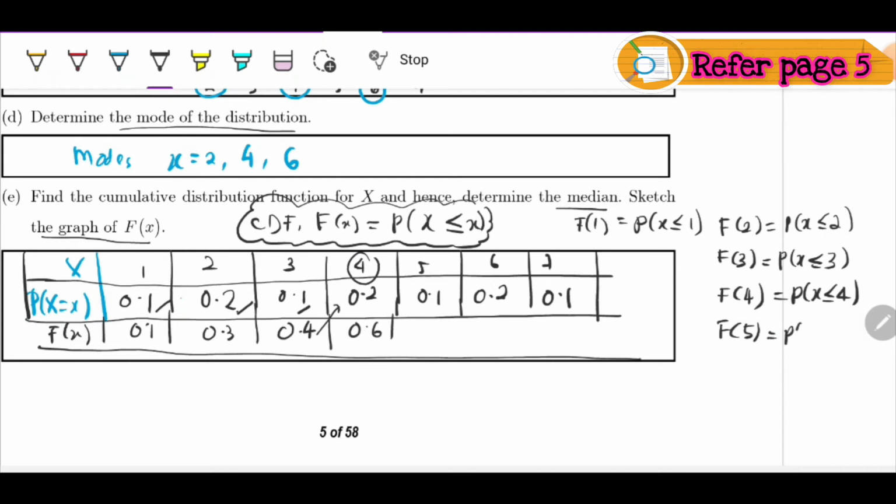F5 means Px less than equals to 5. So we can add up F4 plus with the probability of x equals to 5. So we get 0.7. So F6 is 0.7 plus 0.2. So we get 0.9. And the last one is F7, 0.9 plus 0.1. So we get 1. So remember, the last column of CDF must equals to 1.